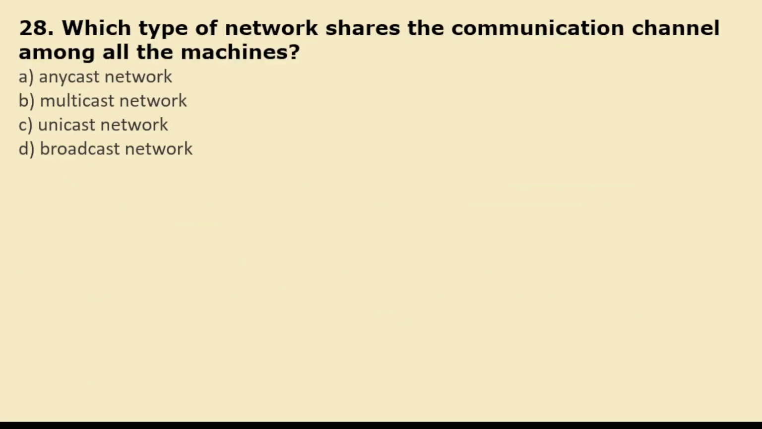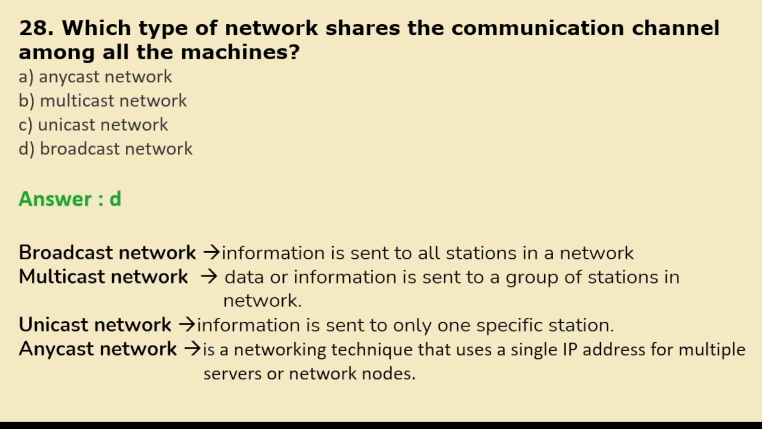Question number 28. Which type of network shares the communication channel among all the machines? A. Anycast network. B. Multicast network. C. Unicast network. D. Broadcast network. Correct answer is D. Broadcast network. So let us see what each type of network means.